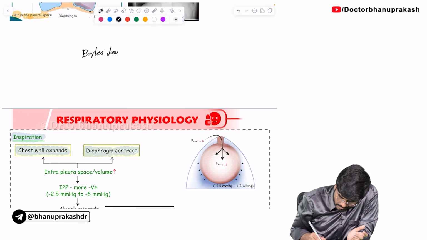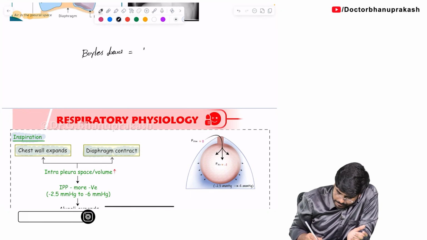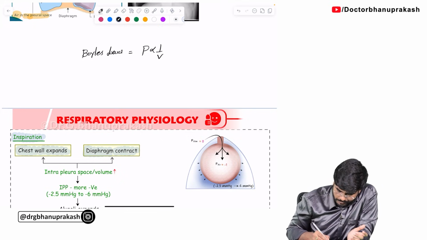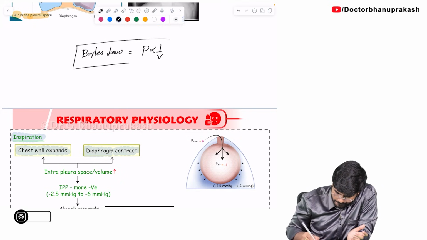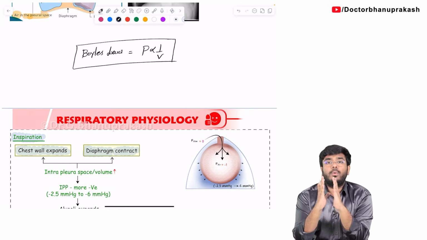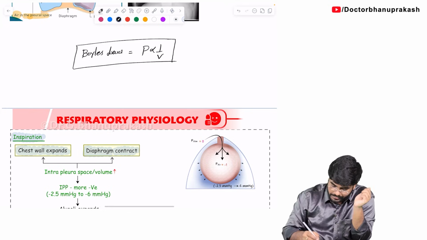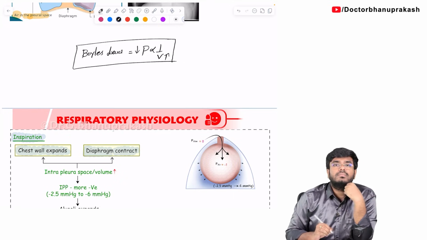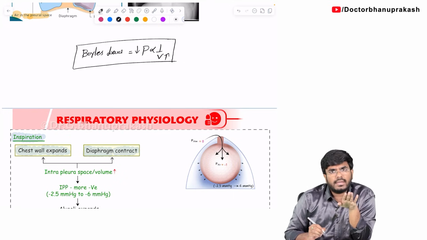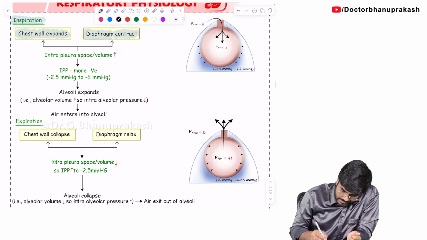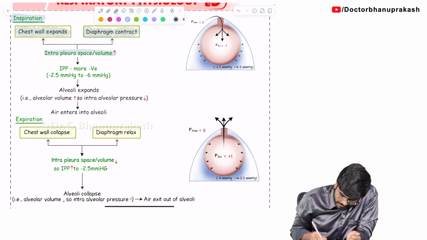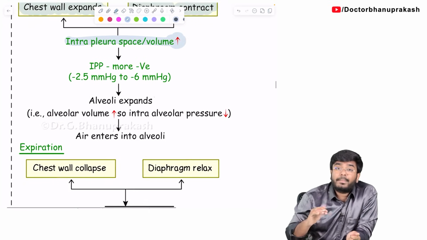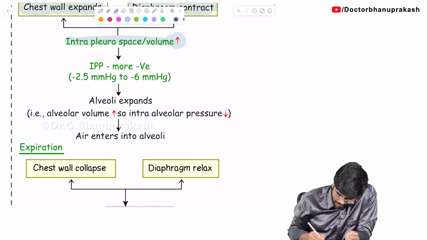Boyle's law. What does Boyle's law state? Pressure is inversely proportional to volume. Okay, this is Boyle's law. So, right now, what happened to the intrapleural volume? The intrapleural volume increased. Whenever the intrapleural volume increases, what should happen to the pressure in the intrapleural space? It should decrease. So that's why, since the intrapleural volume increases, the intrapleural pressure is going to decrease.